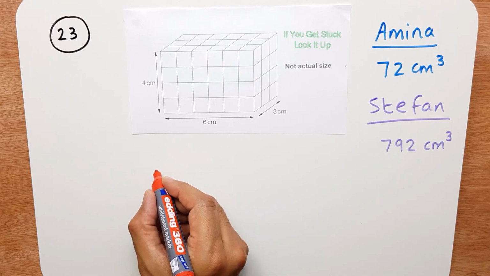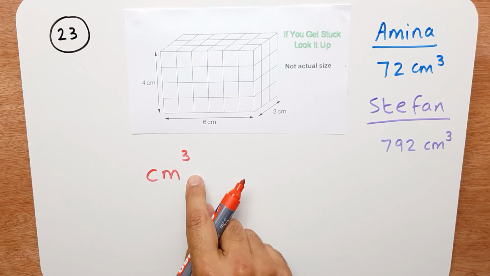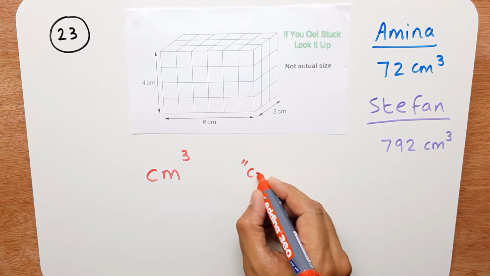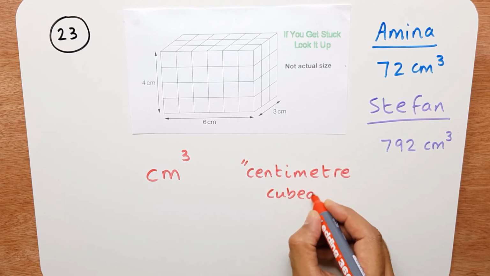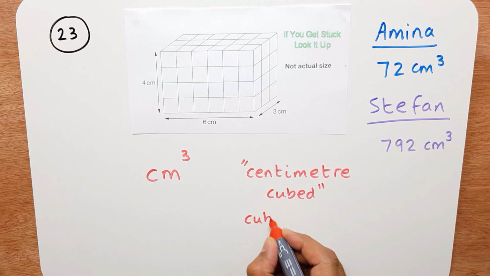Okay, let me just point this out. Whenever you measure volume, one of the units is centimeter cubed. So you can say it like this, or you can say cubic centimeters.